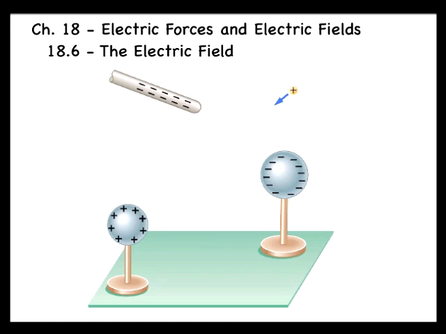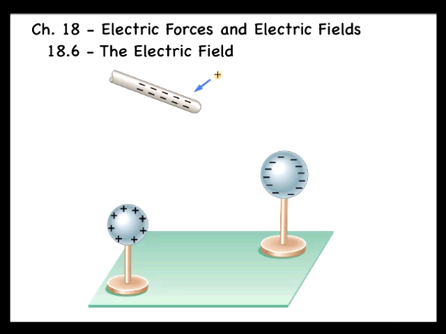Using this little test charge, we could map out the entire region around the charge distributions and give the direction and magnitude of the force at every point. Once that was done, we could hide all of the charge distributions and forget about them, because we would know how the test charge would behave no matter where we put it.